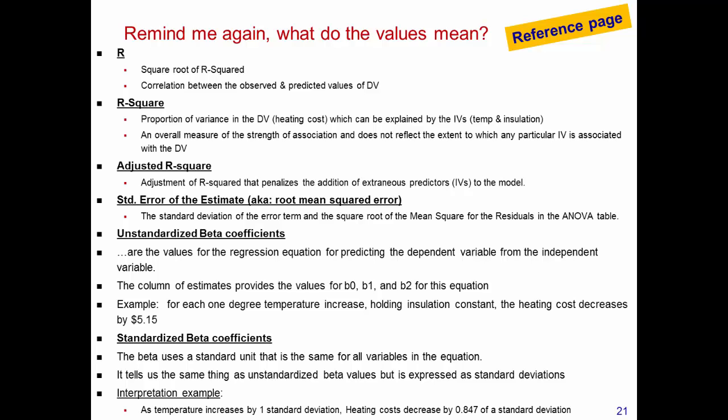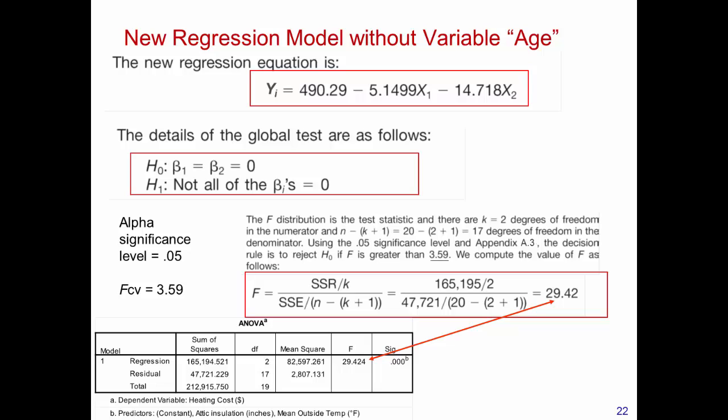Let's take a look. The new regression equation is y sub i equals 490.29 minus 5.1499 times x sub 1 minus 14.718 times x sub 2.